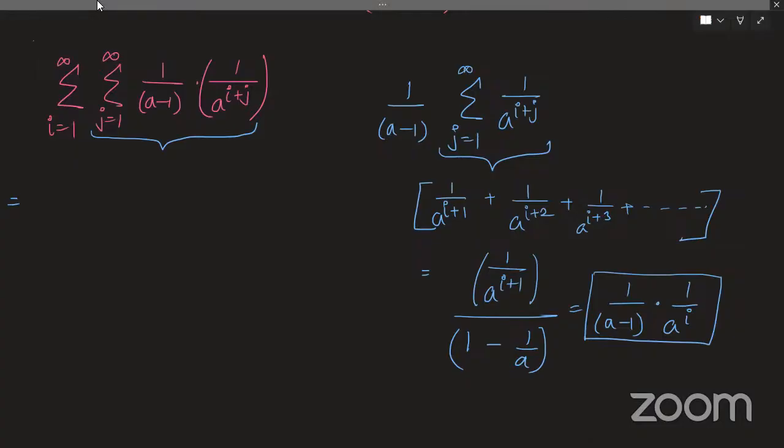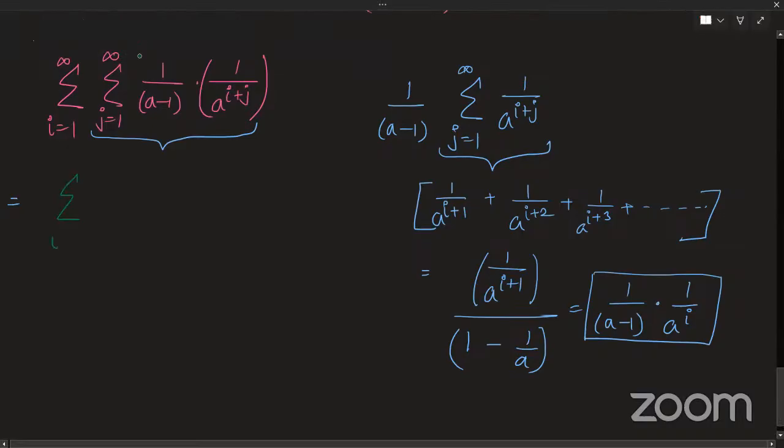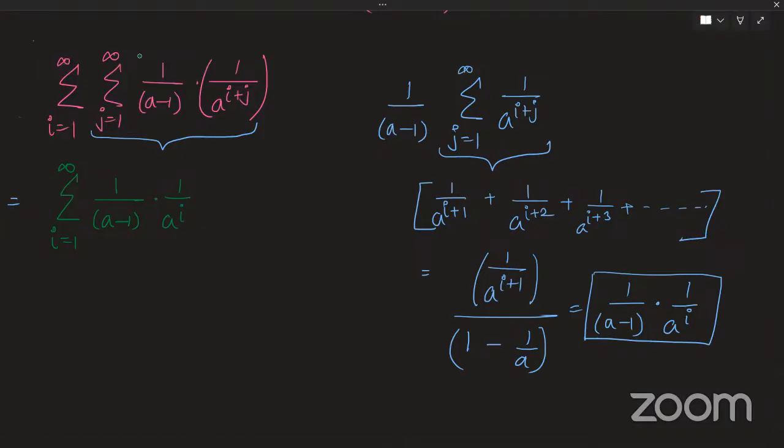So this sum becomes sigma i goes from 1 till infinity. Now tell me, what will this thing become now? What will I write here? 1 by a minus 1 into 1 by a raised to i. Everyone feels this is correct? Sir, a constant is left now. Correct. So it will be a minus 1 square.